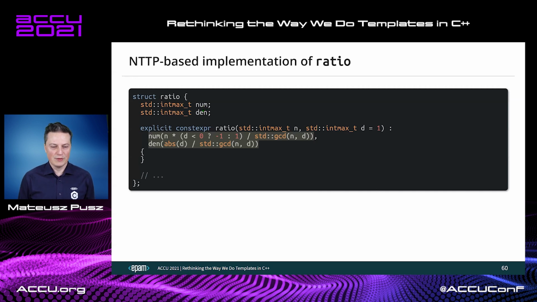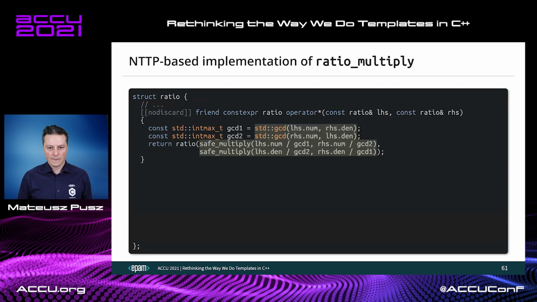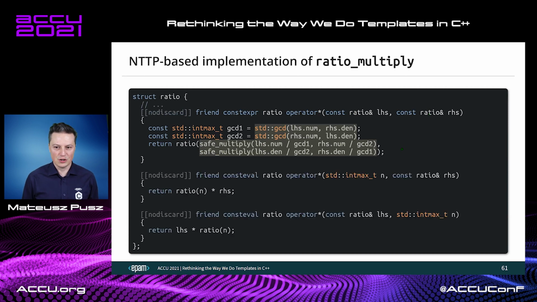It has two members, numerator and denominator. It has a constructor that does all of this magic of simplification for numerator and denominator, again using the same constexpr functions. And now, instead of the ratio multiply class template, I can write a multiplication operator that again uses those constexpr functions. And I can not only multiply ratio with ratio, I can multiply ratio with integer and integer with ratio. And it works.